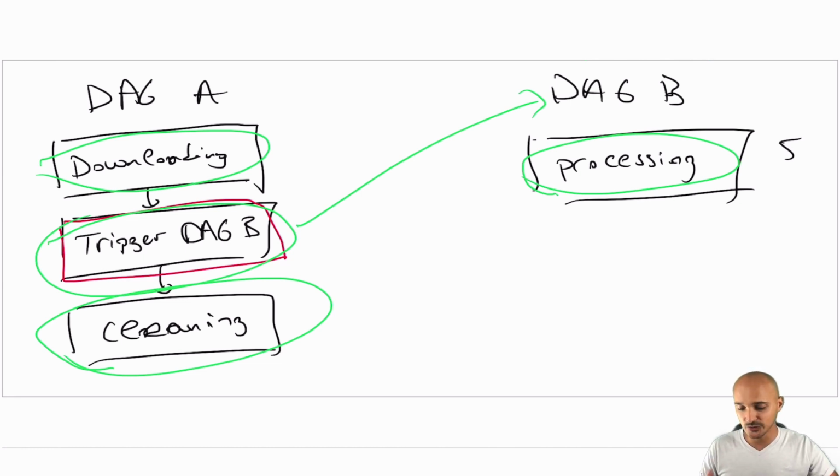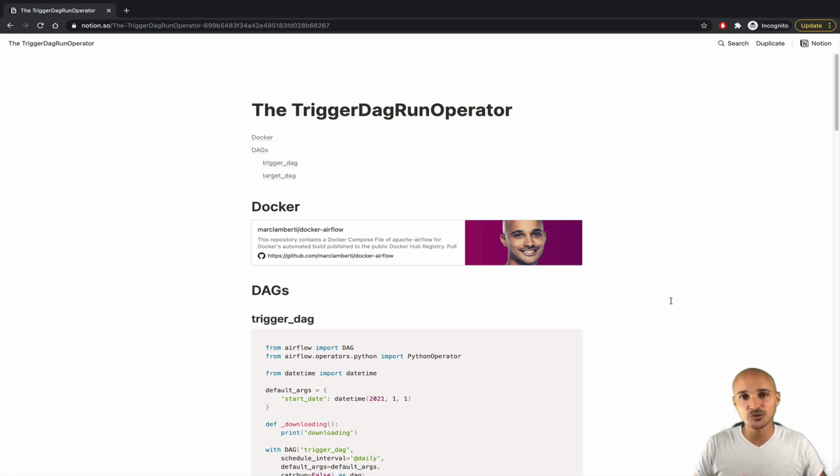So now we know how the TriggerDagRunOperator works, let's dive into the code. At this point, if you want to follow exactly what I'm going to show you on your computer, you can do it just by clicking on the link in the description below, and you will land on this beautiful page. From there, you have the resources that you need, and in that case, it is a Docker image of Airflow in order to run Airflow locally on your machine.